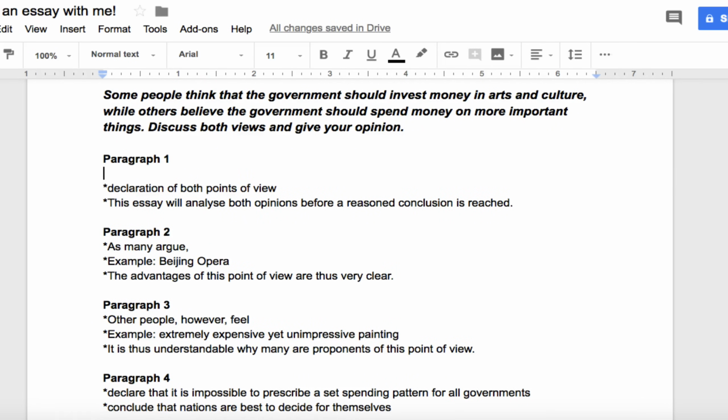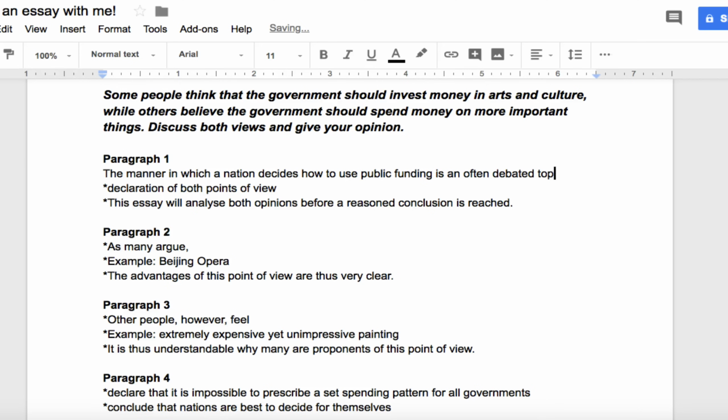Okay, so we might want to say something about how governments use money being an often debated topic, just to sort of ease us into the essay. So the manner in which a nation decides how to use public funding is an often debated topic. Okay. And then we want to get into declaring the 2 points of view.